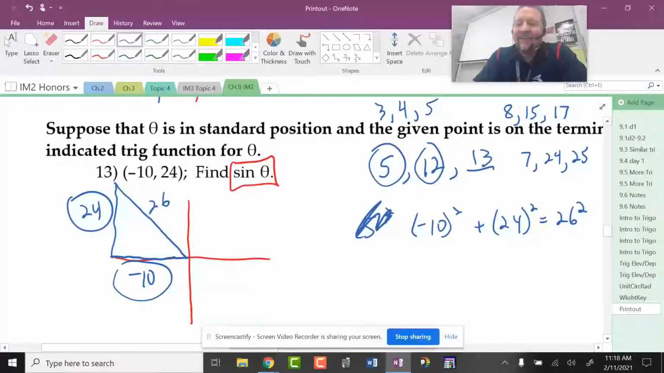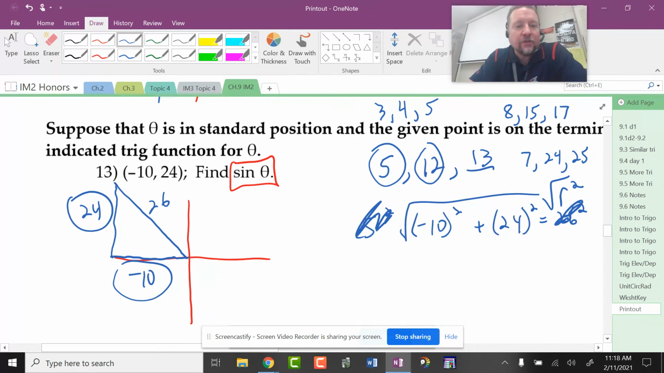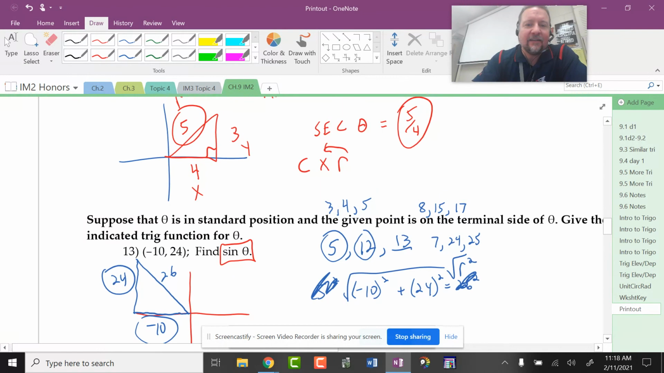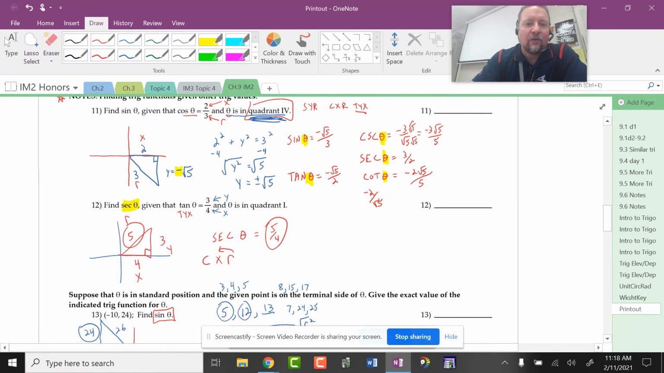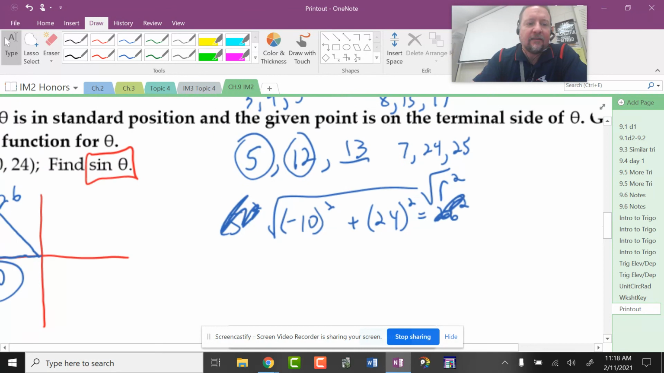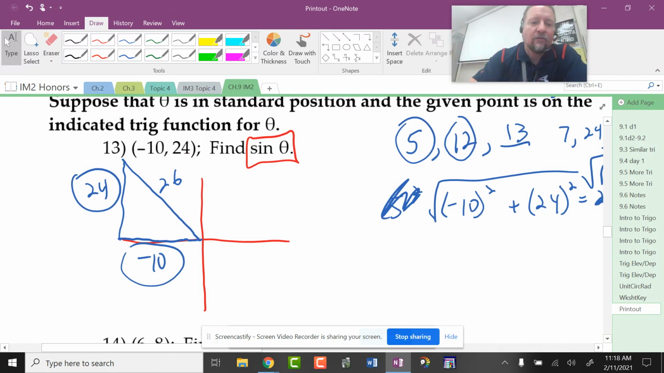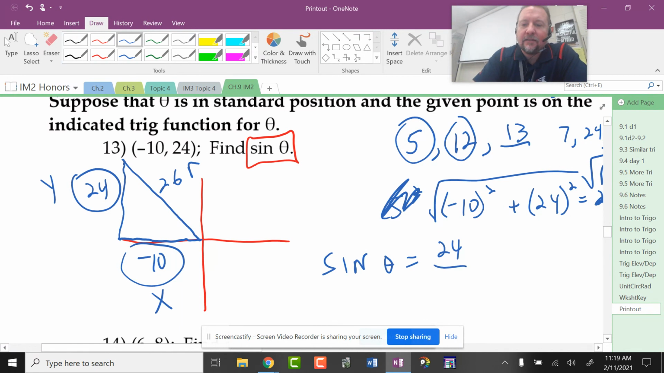R squared. And then if you do your math, you will get a huge number that the square root of is 26. So really, you could see how it's almost exactly like these last two examples. It's just a little different in how it's presented and how you deal with getting your three side measures. X, Y, R, and then sine of theta is Y over R. So sine of theta is Y, 24 over 26, which reduces to 12 over 13. All right, that's why it is part of that family.